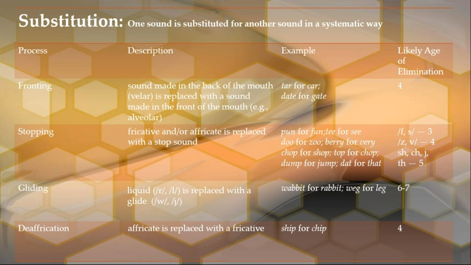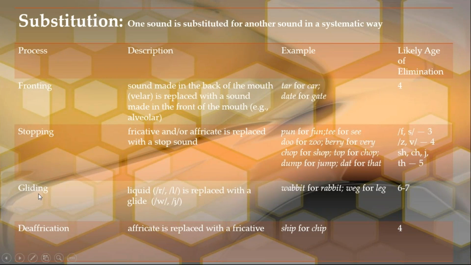So basically, they're just simplifying the sound that they're saying into an easier form that takes less work from your tongue and mouth to create those sounds. And each one of those sounds has a different developmental age of when it should be gone. So the F and S should be gone by age 3, errors on Z and V should be gone by age 4, and some of those harder sounds like the ch, sh, j, and th sounds might take a child up to age 5 to eliminate any errors on that.